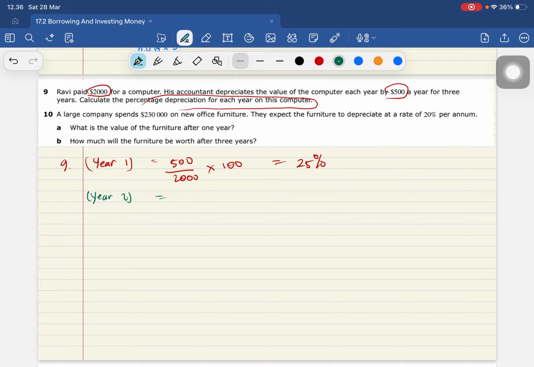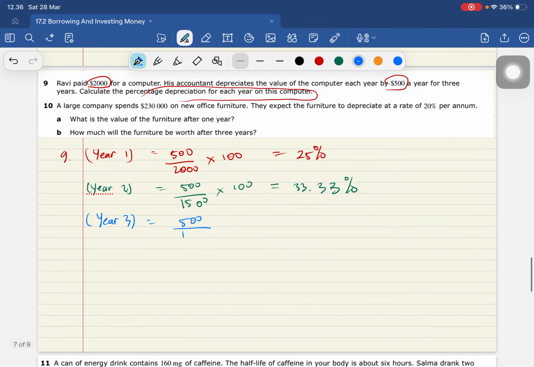The second year, here is 500, over what remains of the 2,000. As the first year decreased by 500, it's going to be 1,500, so 500 divided by 1,500 multiplied by 100 equals 33.33%. And then the third year, still a decrease of 500, and as before it was 1,500, we minus 500, so we get 1,000, so 500 divided by 1,000 times 100 is 50%.